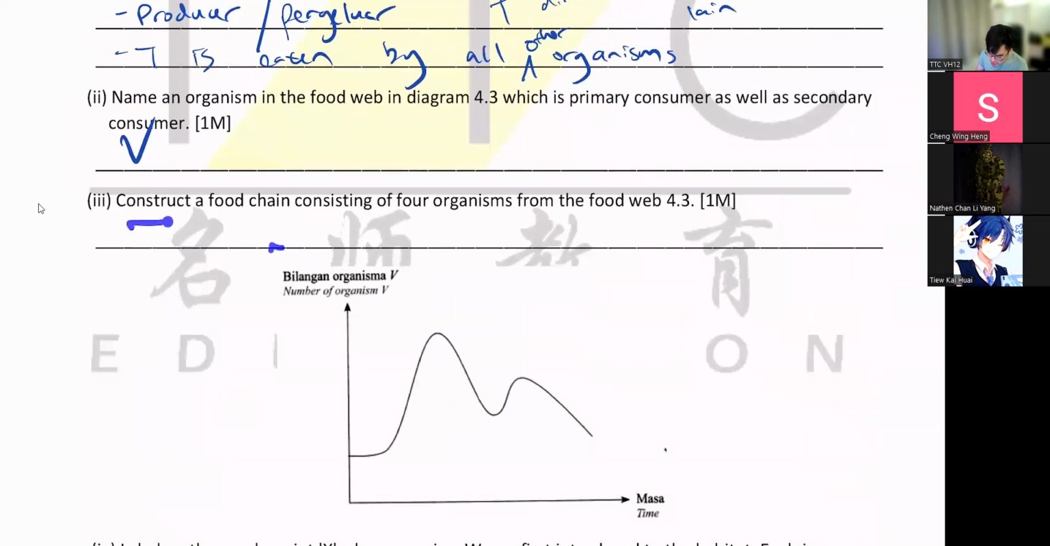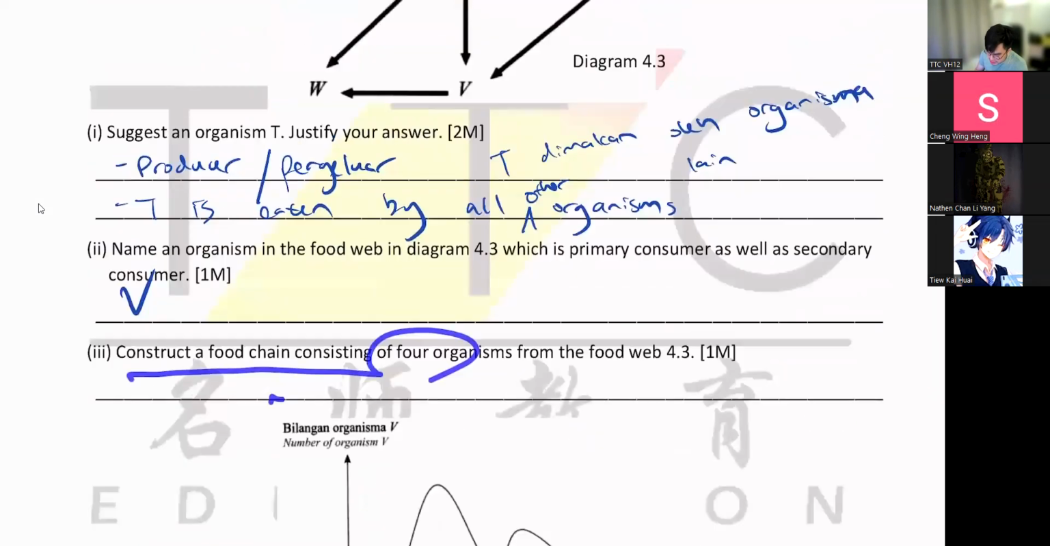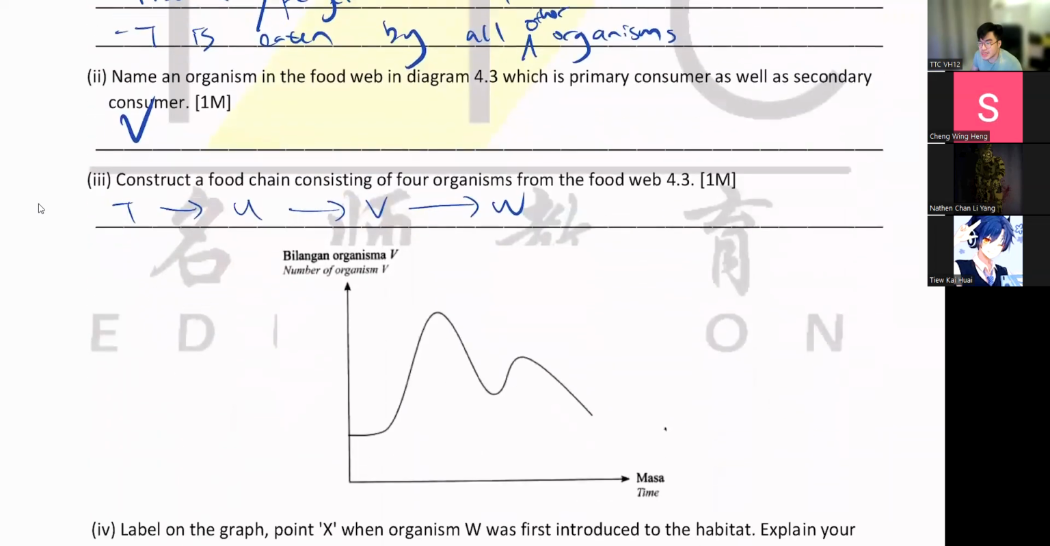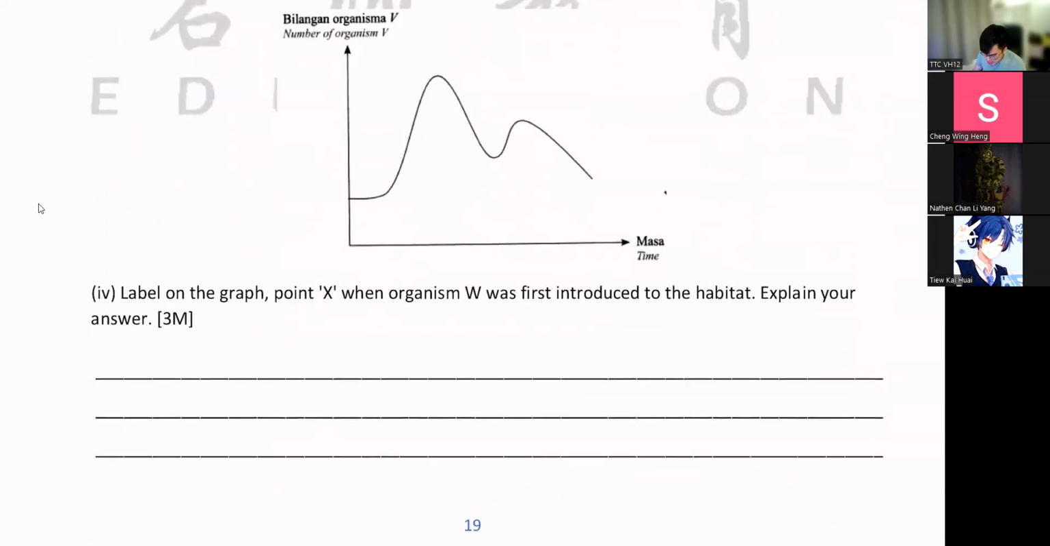So construct a food chain consisting of all 4 organisms. So we start from T, eaten by U, eaten by V, eaten by W. So 4 organisms here. Okay, so next, number 4. Label on the graph point X when organism W was first introduced to the habitat. Explain your answer. Right, so when do you think W came in?